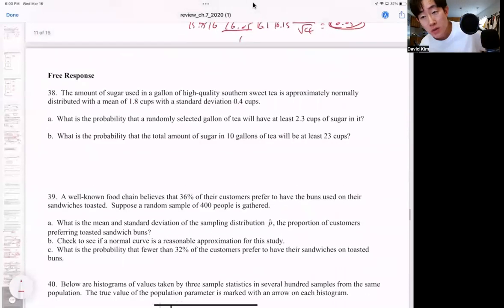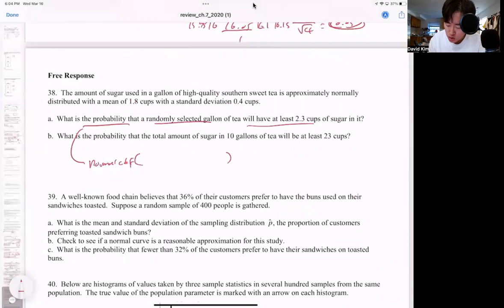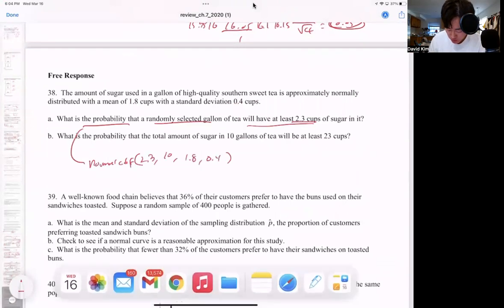All right, so free response questions. This is what I did with you guys today. So I'll just go over this with you guys one more time very briefly. What is the probability that a randomly selected gallon of tea will have at least 2.3? So for probability, we're using normal CDF. We are going to have at least 2.3, and then you guys can just put 10 with the mean 1.8 and a standard deviation of 0.4.